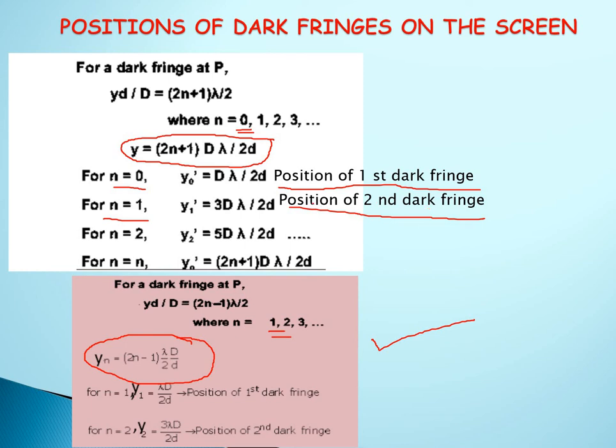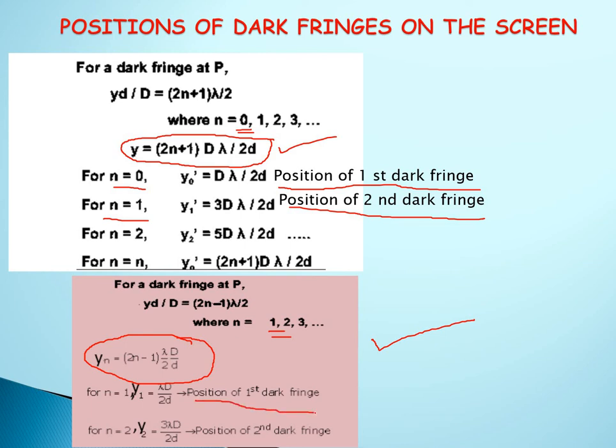So naturally we all have a tendency to make a mistake. When n is equal to 1, it should be the first dark fringe. No. If you are following this equation, when n is equal to 1, this is the position of the second dark fringe. So to avoid all the confusions, just go for the second equation: yd by D is equal to (2n minus 1) lambda by 2, where n is equal to 1, 2, 3. So here, when n is equal to 1, (2 into 1 minus 1) is 1, lambda D by 2d, that's the position of the first dark fringe.